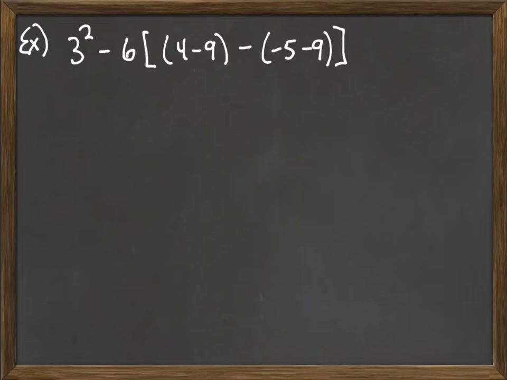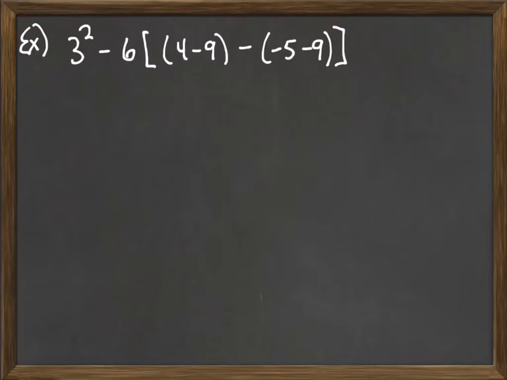Okay, so we continue here looking at order of operations, this time allowing for the possibility of our numbers to be signed numbers. And we begin with 3 squared minus 6 times the bracket (4 minus 9) minus the parentheses (negative 5 minus 9). So the 3 squared, we can go ahead and work that out if we want.